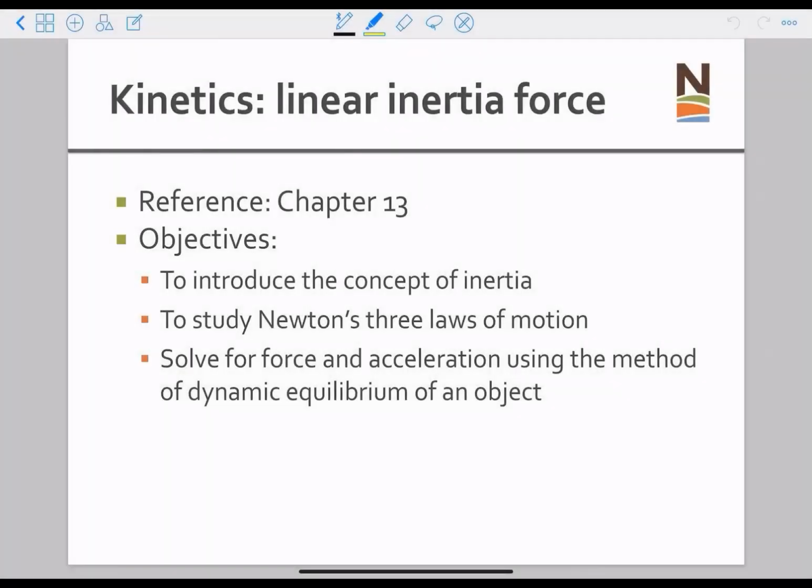So here's an overview of the objectives that will be covered in this chapter. I'll introduce the concept of inertia and how you apply that to these types of problems. We're actually going to start by going over Newton's 3 laws of motion. For some of you, this should be review from other physics courses, but definitely a very important topic to be able to solve these types of problems. And then lastly, to solve for force and acceleration using the method of dynamic equilibrium of an object.